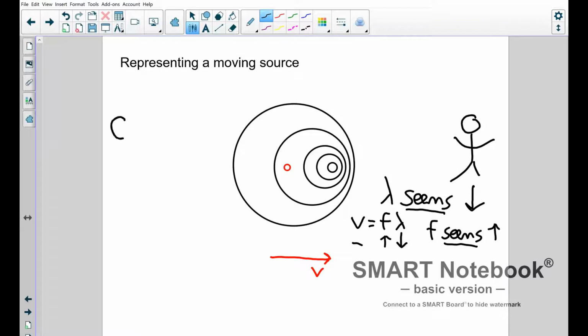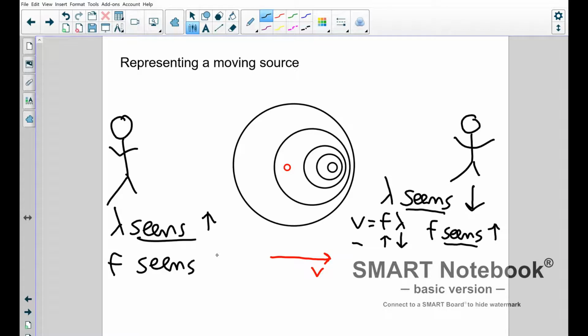The same thing happens after the fire truck has passed you and it's moving away from you. Now the wavelength seems larger because as the source moves, those wavelengths are stretched out over more space. And by similar logic, now the frequency seems lower and I hear a lower pitch.